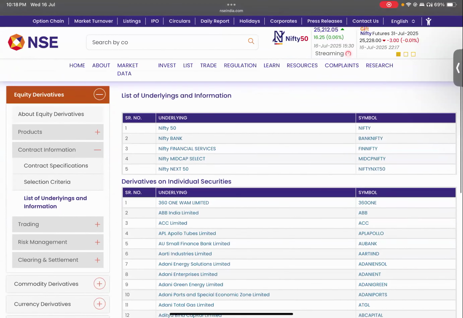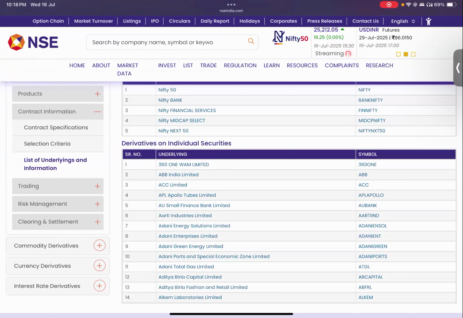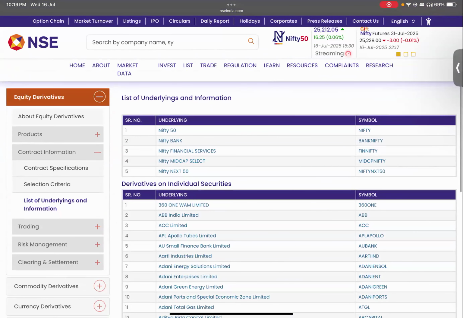See, these are the indexes. On top, you have index. See, Nifty 50, Nifty Bank, Nifty Financial Service, Nifty Mid Cap, Nifty Next 50. These are from Nifty. Okay. We are on the NSE website. So this is from Nifty. Same on the BSE website, you will be having Sensex and BankX. Okay. Everyone. Sensex and BankX.